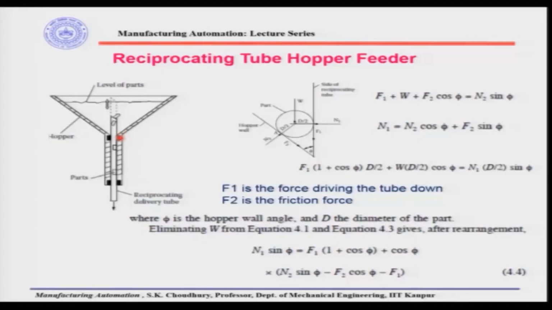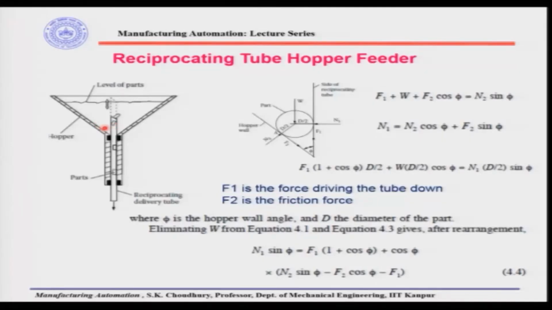shape of the parts. Here there is a sealing, okay. This will not disturb the reciprocating movement of the tube, but at the same time it will prevent the parts from falling and blocking this part, okay. Now, while designing this hopper feeder, however, it is very important to see that the parts should not jam between the reciprocating tube here and the hopper wall, okay.